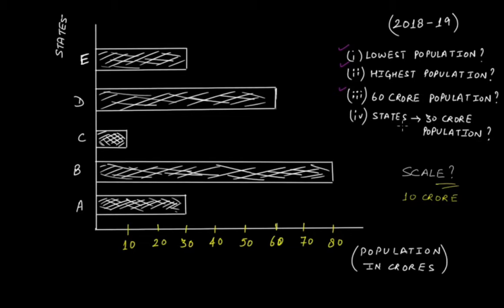States which have 30 crore population: 30 crore is here, and A is at this level, and you can see that this is at the same level, with the same length of the bar. So state A and state E are the two states which have 30 crore population. Why? Because the length of the bar for this state and for this state is the same, and both are against this 30 number, that is 30 crore. So we are done with all these questions. This is the way in which we interpret any bar graph.